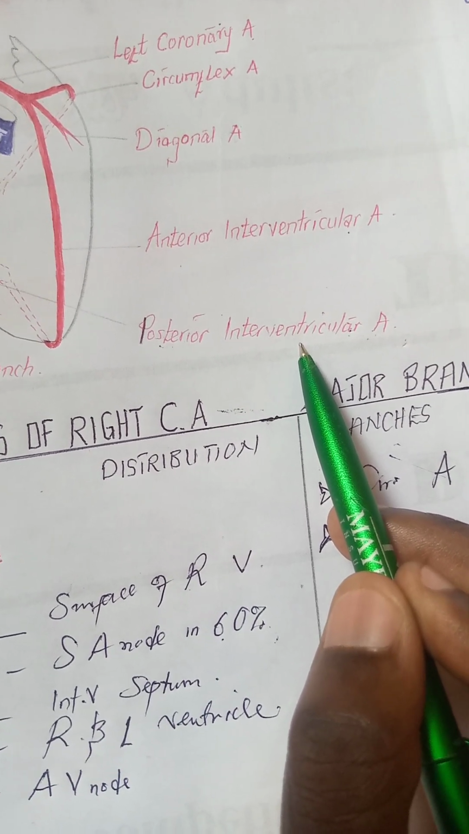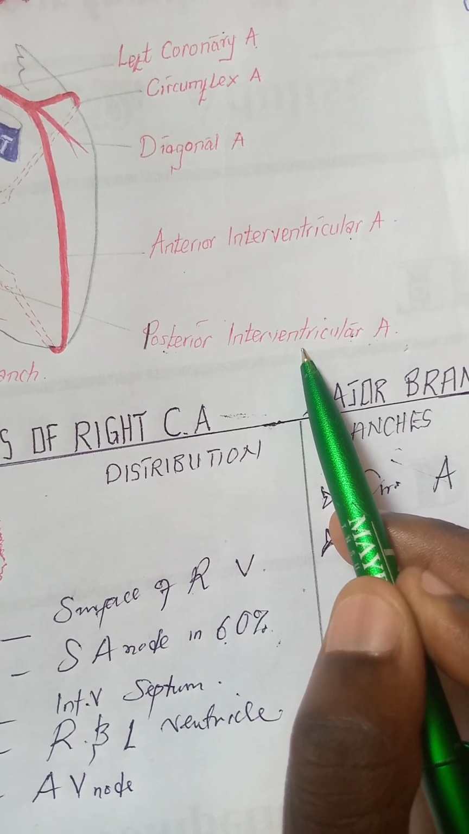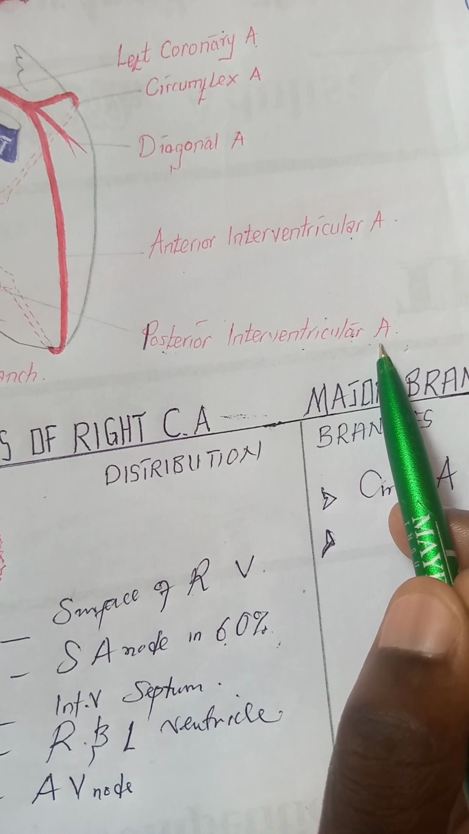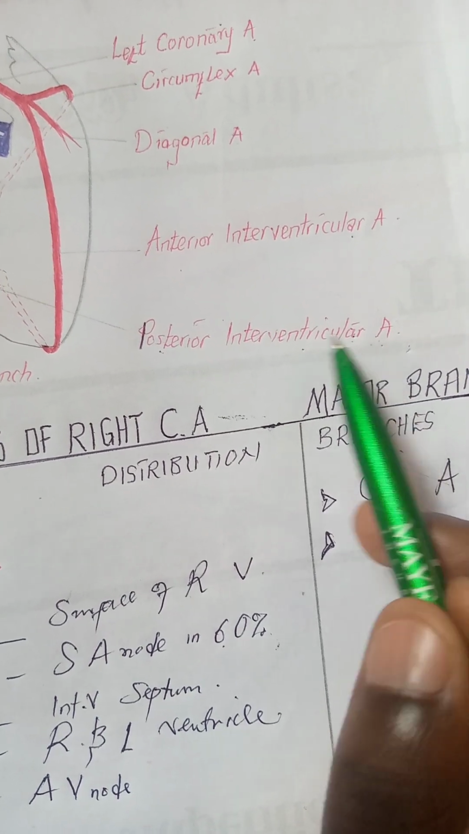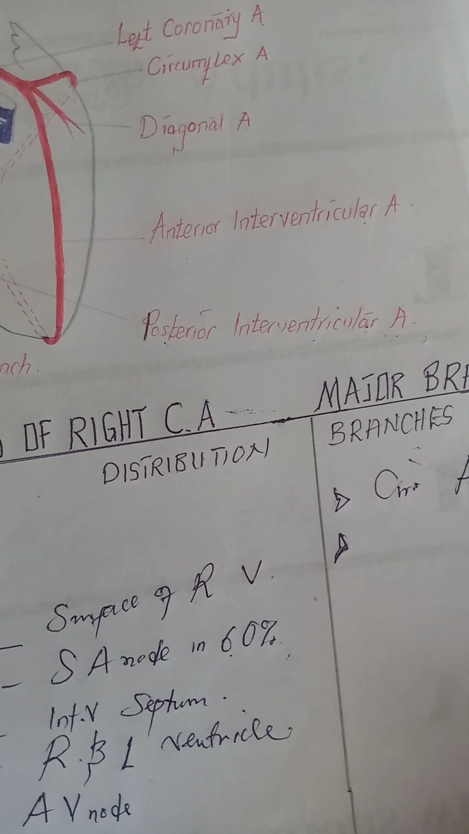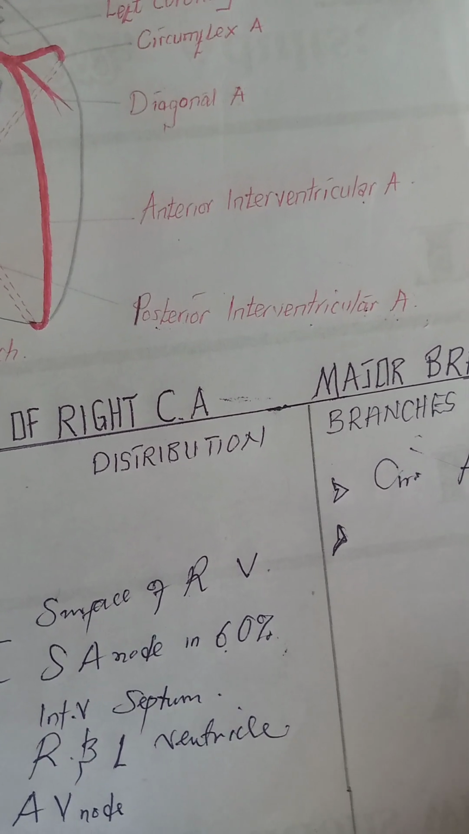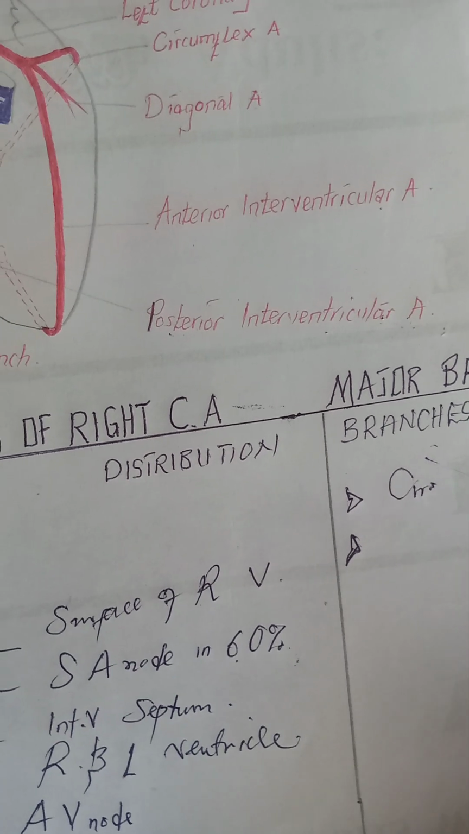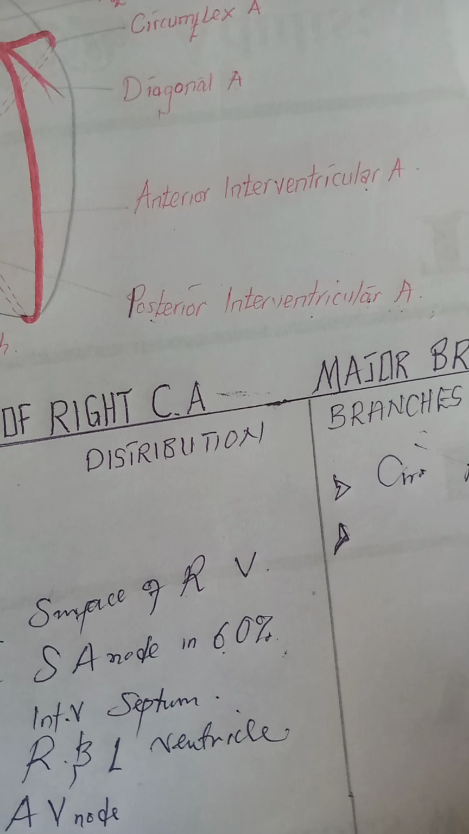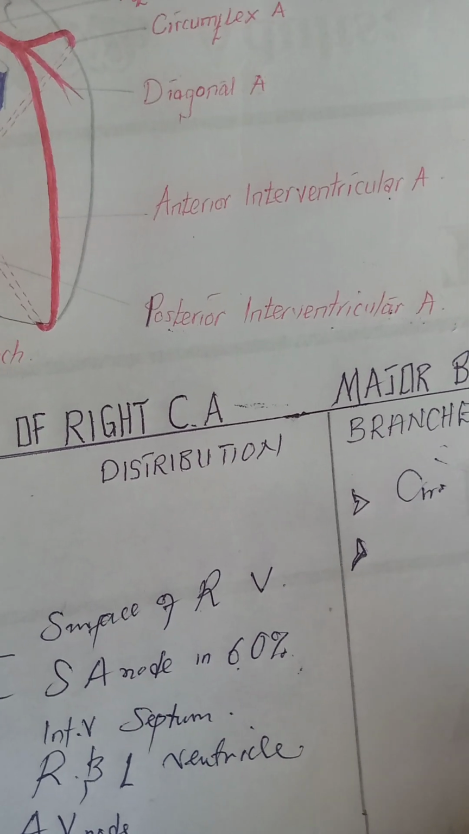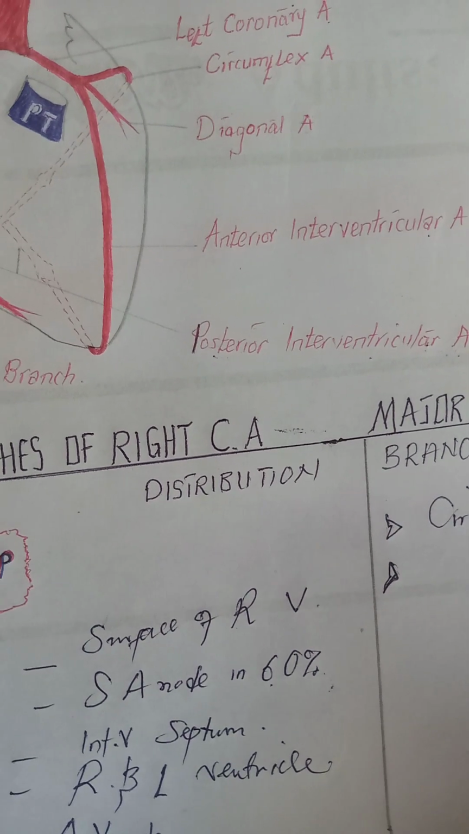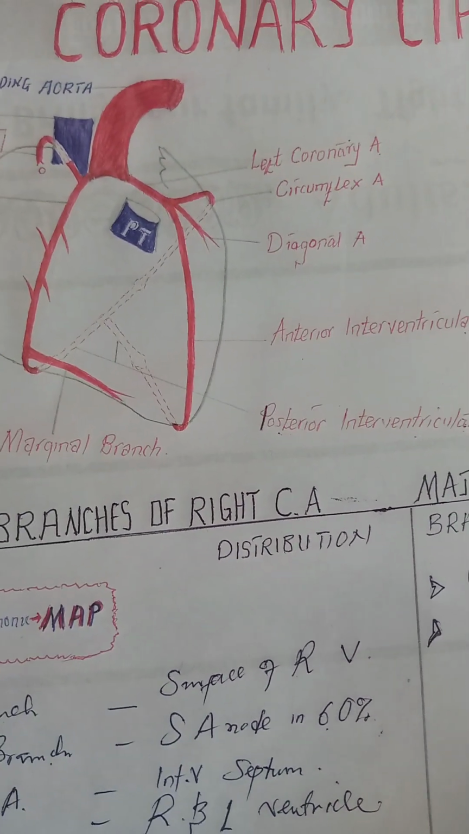And in the case where the posterior interventricular artery arises from the left coronary artery, that person will be called left dominant. Okay, and left dominance is very rare. It's just found in about 10% of individuals. Okay, so that's all about the blood supply to the heart, or rather the coronary circulation.